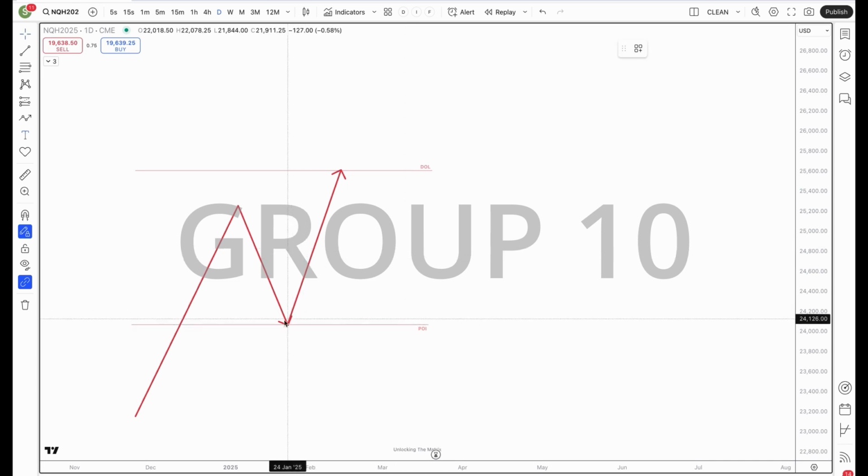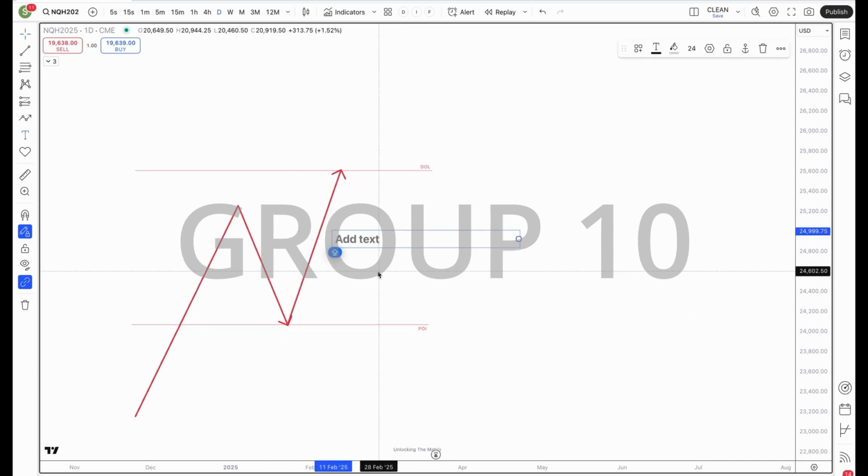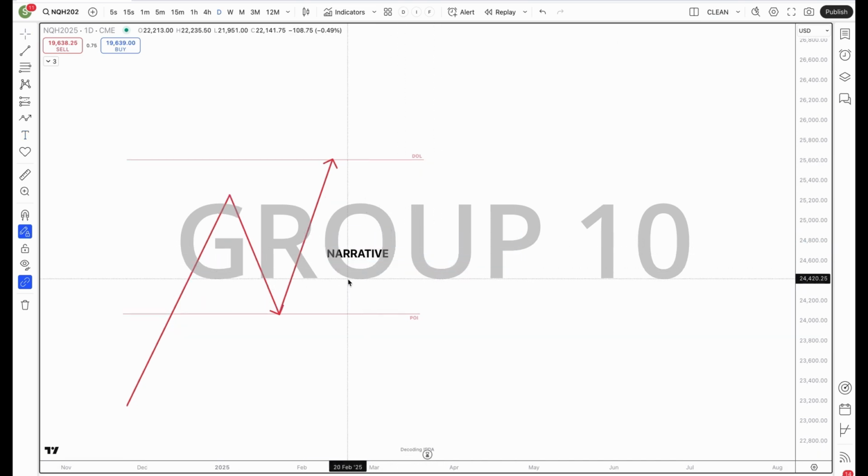This here, from POI to DOL, is what we call narrative, because narrative is the story that is likely to unfold, i.e. I anticipate price going from point A to point B, from point of interest to drawn liquidity. This gives me the story, the narrative, meaning as long as I trade in line with the narrative, the probability of my trade working out successfully is significantly higher.